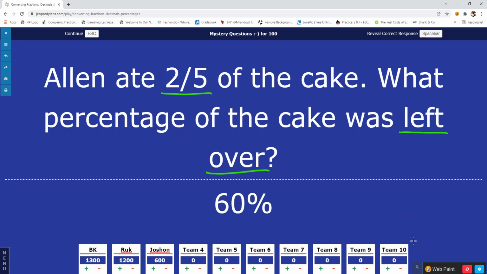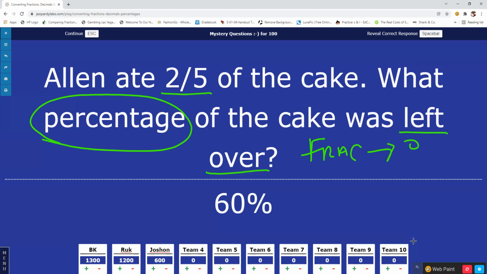what he actually ate. Well, there are a couple different ways you guys can approach this. I'll just do it this one way, but there are tons of different ways you can do it. So if I know that he ate 2/5, but they're asking what percentage, which means they gave me a fraction, but my answer is going to be in percentage form.